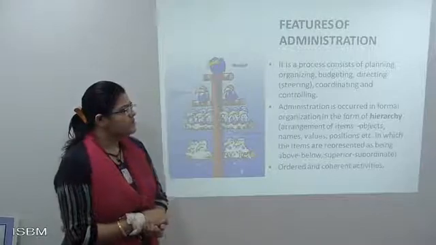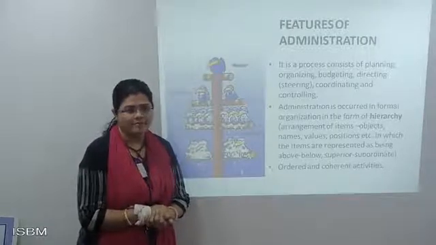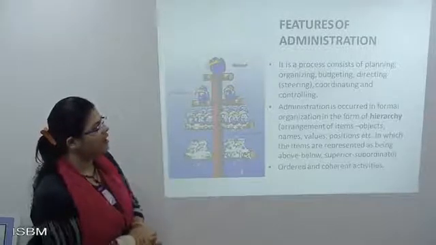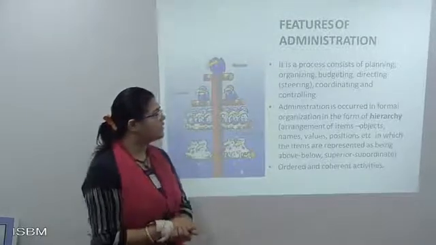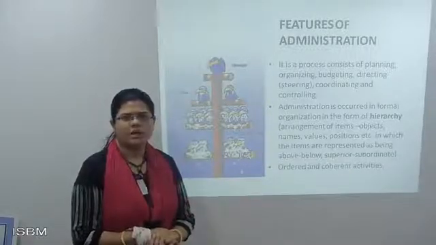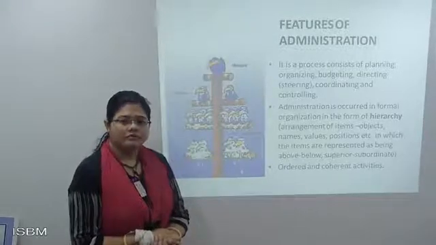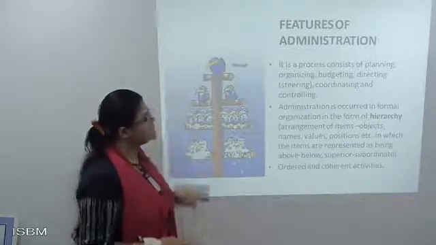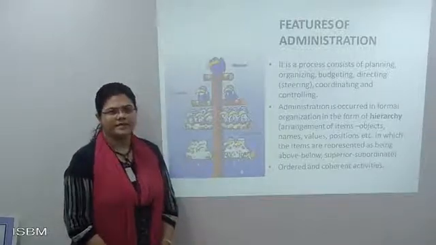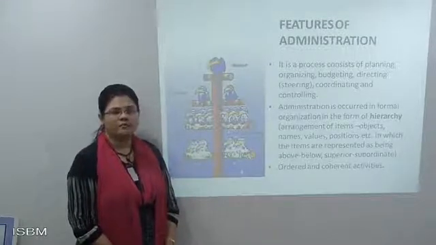Features of administration. What are the things you need to rectify whenever you are going with administration? What are the things you need to see? It is a process consisting of planning, organizing, budgeting, directing, staffing, coordinating and controlling. Administration is one part of an element where each and every work is given to each and every person, and with the help of this the process is completed. As I already said, it is not one act, it is not related to only one person, it's a group activity.